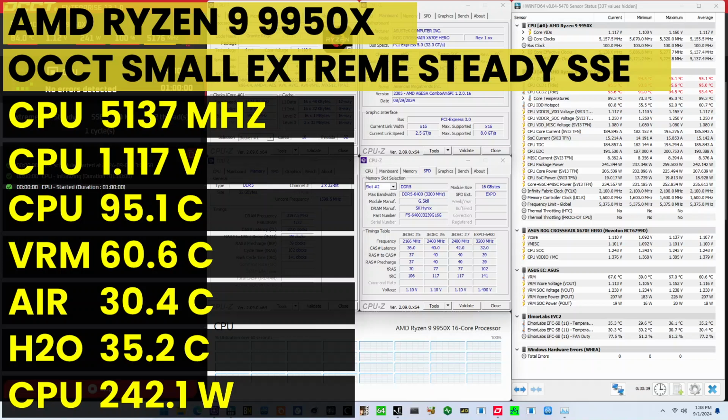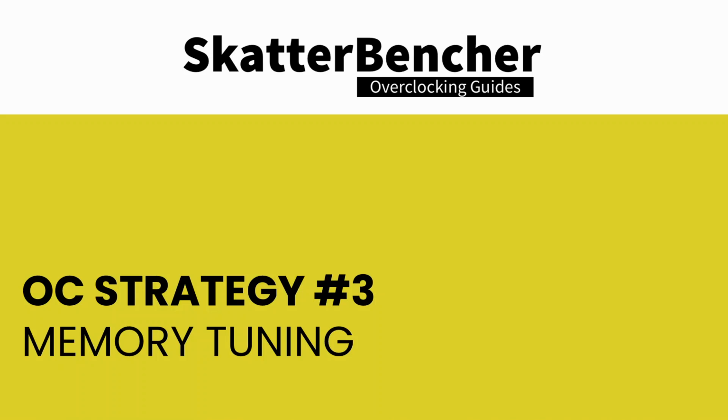1.117 volts. The average CPU temperature is 95.1 degrees Celsius. The average CPU package power is 242.1 watts. In our third overclocking strategy, we tune the memory subsystem performance. Seasoned AMD Ryzen overclockers will know very well that there are essentially three parts of our memory subsystem: the Infinity Fabric, the memory controller, and the system memory.